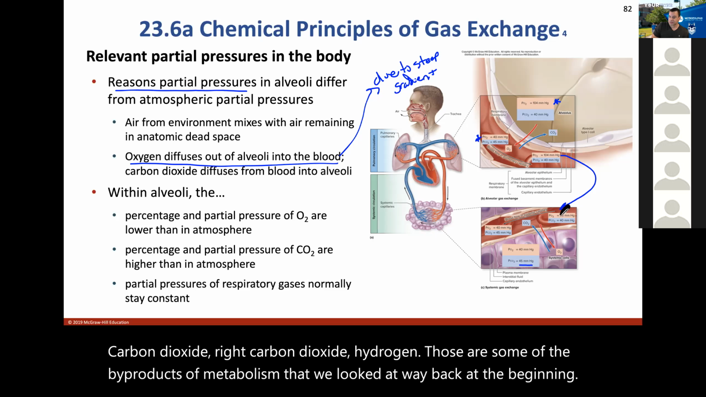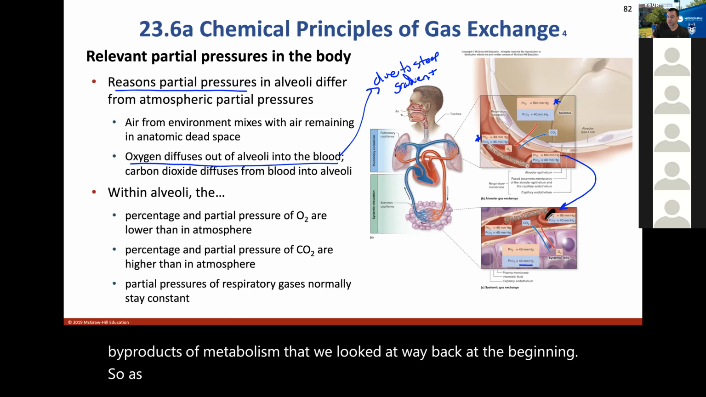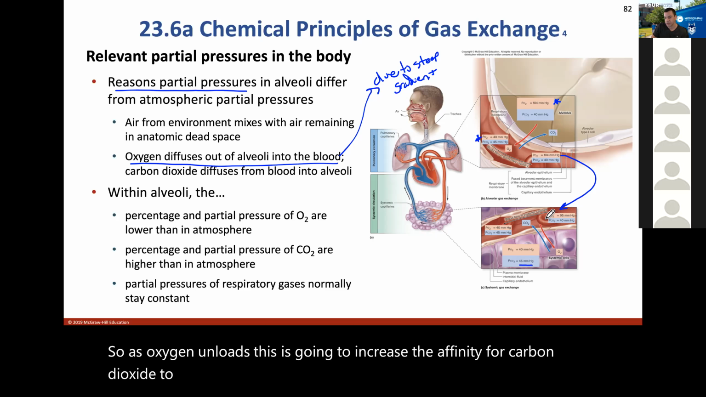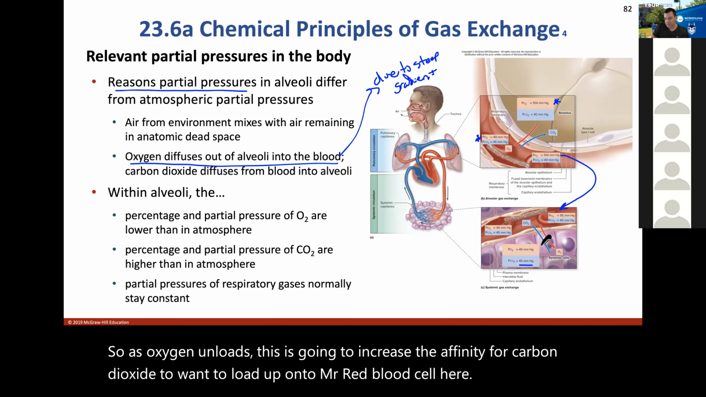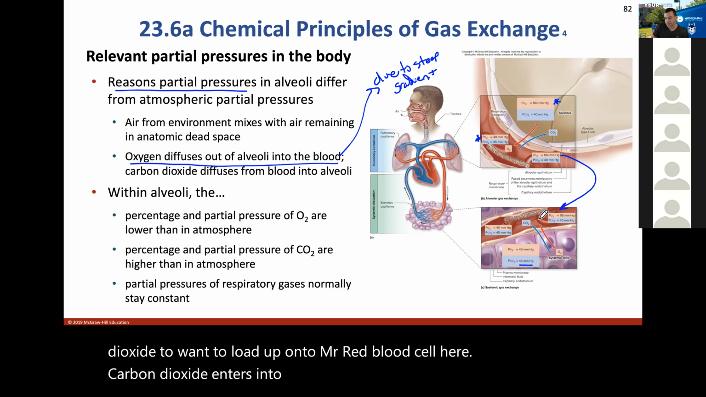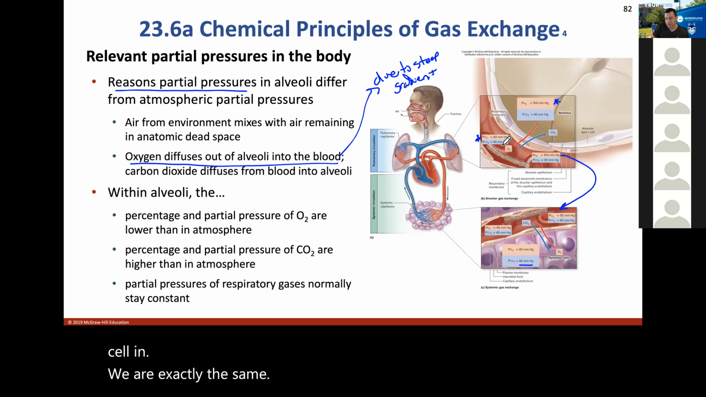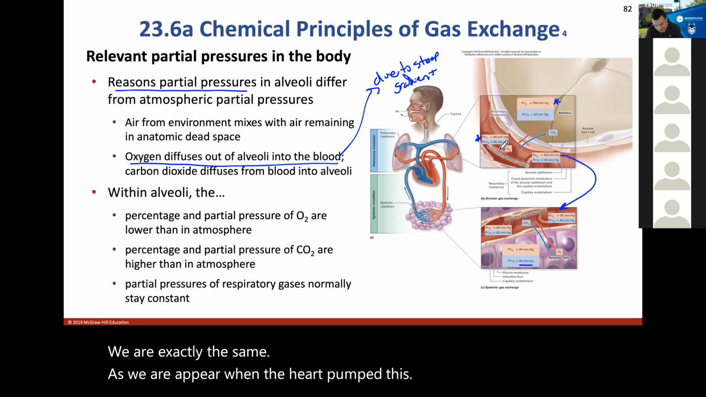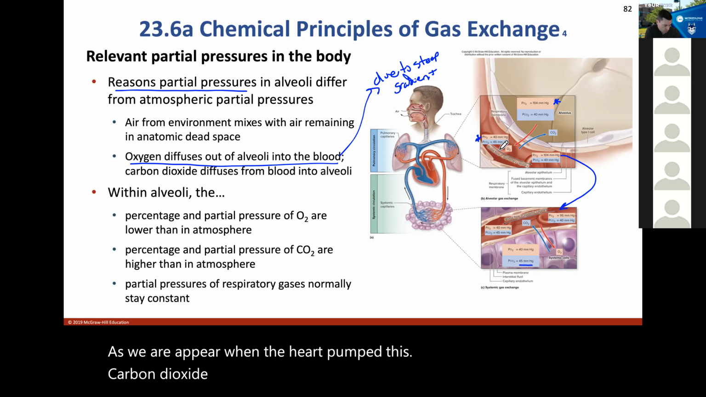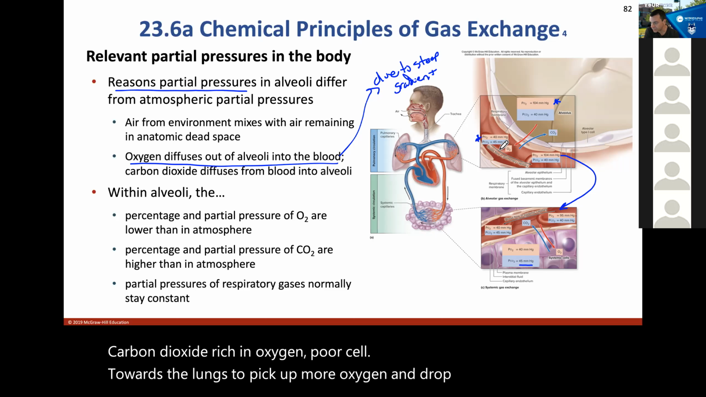So as oxygen unloads, this is going to increase the affinity for carbon dioxide to want to load up onto Mr. Red Blood Cell here. Carbon dioxide enters into the blood and gets picked up by the red blood cell, and we are exactly the same as we are up here when the heart pumped this carbon dioxide rich and oxygen poor cell towards the lungs to pick up more oxygen and drop off carbon dioxide.